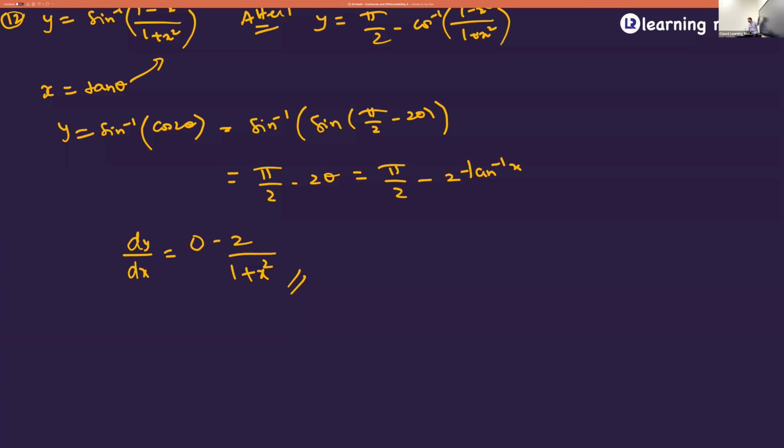y is equal to sine inverse of cos 2 theta. Then cos square 2 theta. That also you can do, but that's complicated. No, why do you want to do it? I didn't want to introduce d theta by dx.